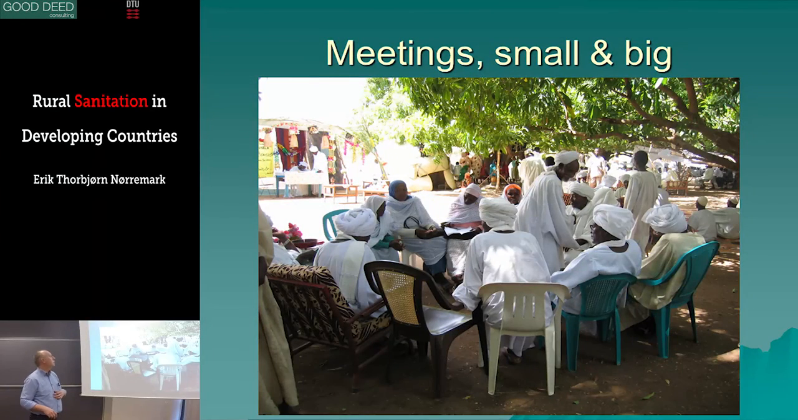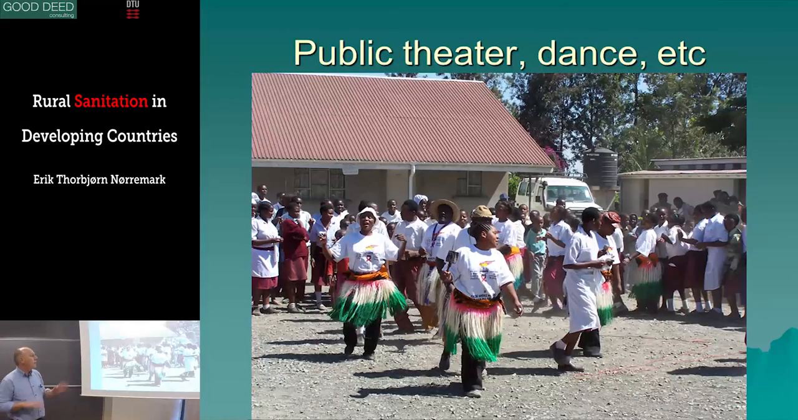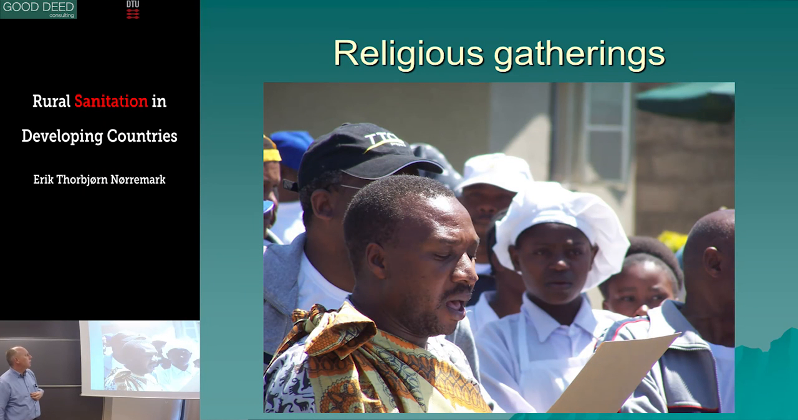So meetings, small, big. Here we find a place with a shade and sit down and talk with a group of invited stakeholders. Or we can have a gathering. This was at a school where they make some dancing, and then there'll be some talk also. You can have a religious leader explaining something. This is actually not a religious leader. This is my friend from Arusha. He was giving a speech at some gathering.